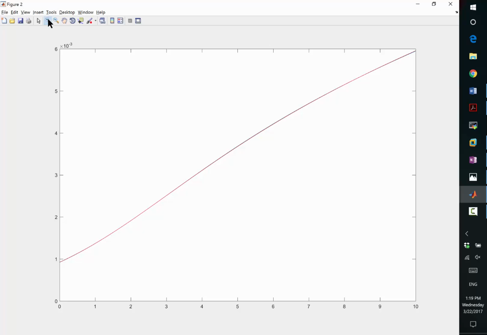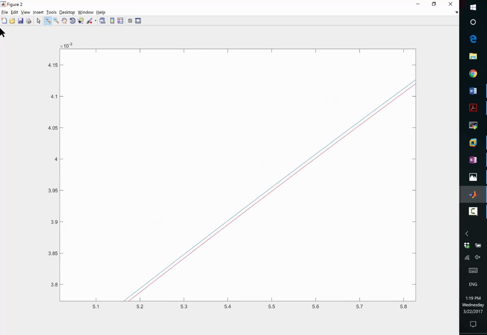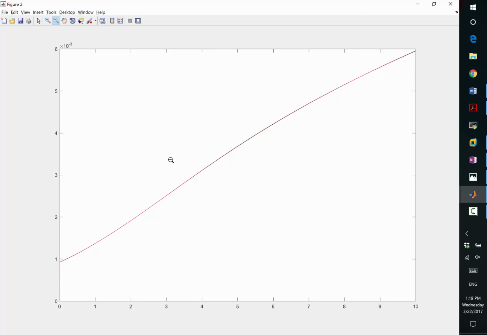So it's pretty good, right? We have this red on top of blue. If you zoom in, you can see they're actually two different lines. But the accuracy of Thwaites method is pretty good if you have a smoothly changing external velocity profile.